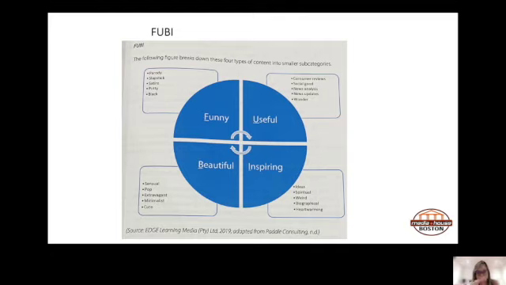So under funny, we have parody, slapstick, satire, potty, and black. Under useful, we have consumer reviews, social good, news and analysis, news updates, and wonder. Under inspiring, we have ideas, spiritual, weird, biographical, and heartwarming. And under beautiful, we have sensual, pop, extravagant, minimalist, and cute.